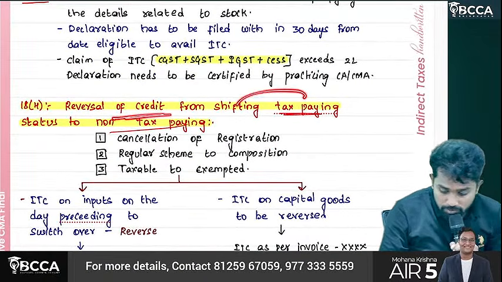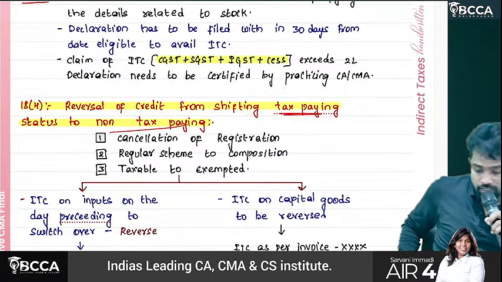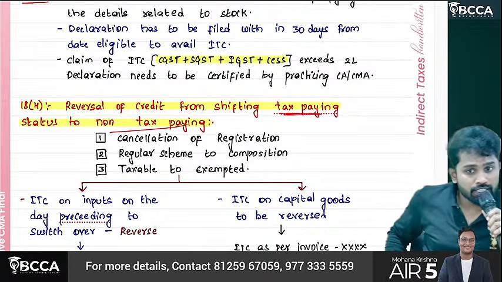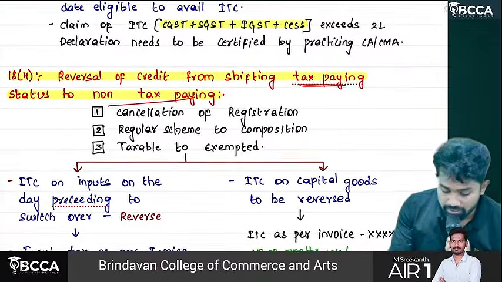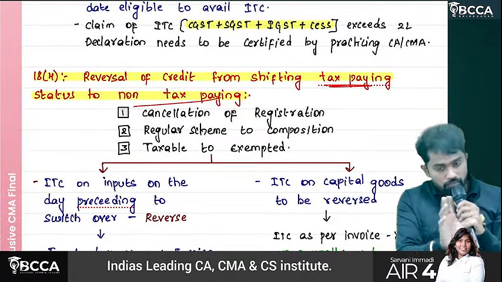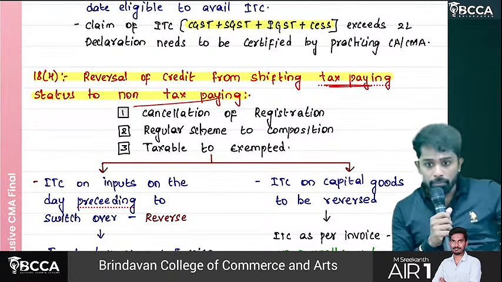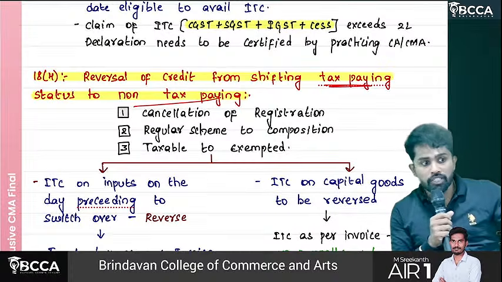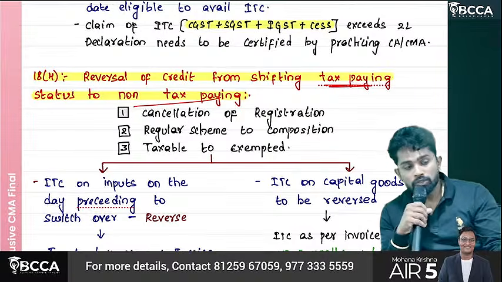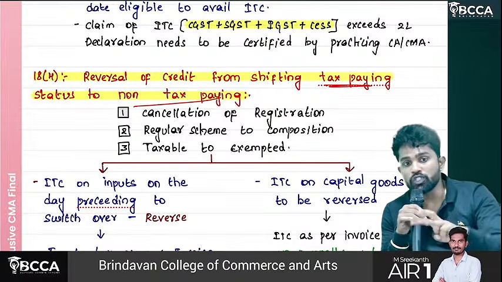Reversal of credit when shifting from tax paying status to non-tax paying status. Sir, what happened? First what we discussed: till now he is unregistered or making exempted supplies or under composition. That means he is not paying tax. But now he became taxable. So in that case he can avail ITC.